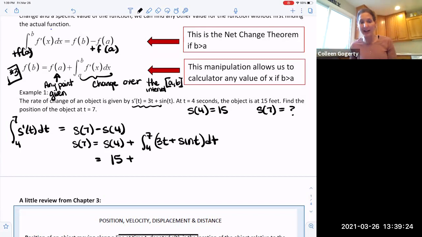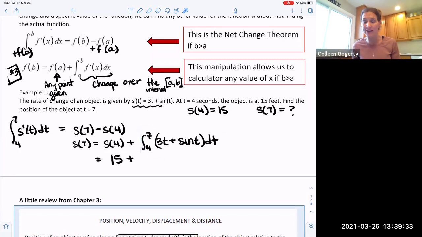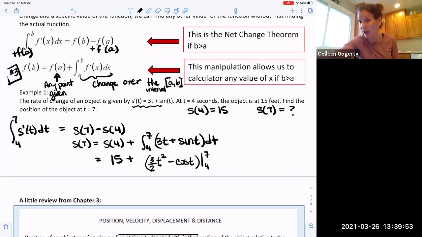And now the other part, I have to do a little bit of work. Now, sometimes you'll be able to use a calculator and we can just outright plug that into our calculator and let it do the work for us with the fnInt. But for right now, let's just practice and make sure that we're good on integrating this. So I should have 3/2 t squared minus cosine of t. And we need to evaluate this from 4 to 7. We're going to have some nasty values with cosine. So we are definitely going to want a calculator at least to plug this in.